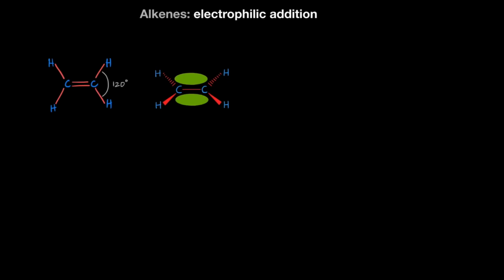So the next thing we're taking a look at is how alkenes undergo electrophilic addition reactions. I'll talk about electrophiles and I'll talk about alkenes. Here you see the simplest alkene. The simplest alkene is ethene, C2H4.